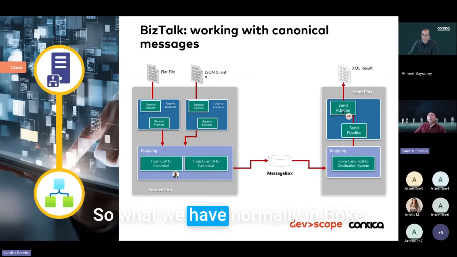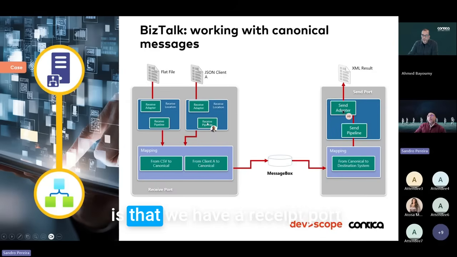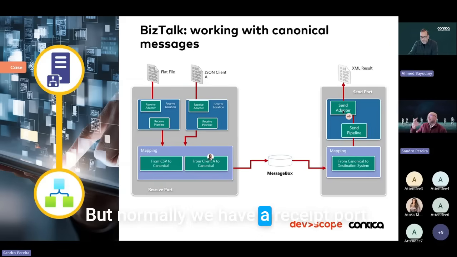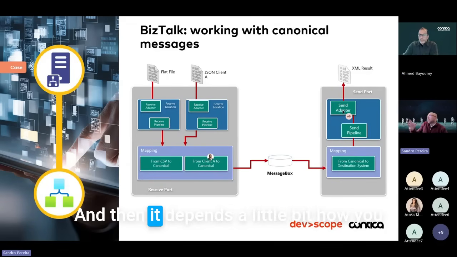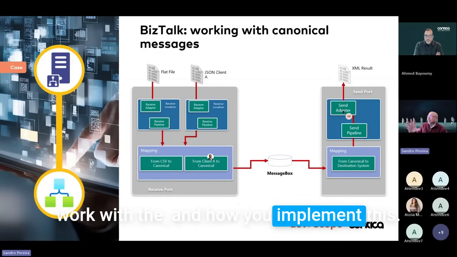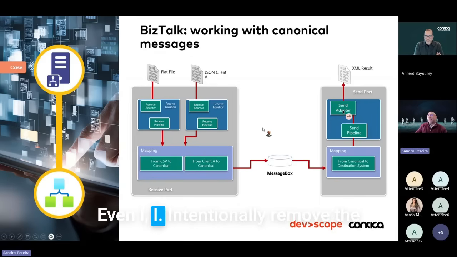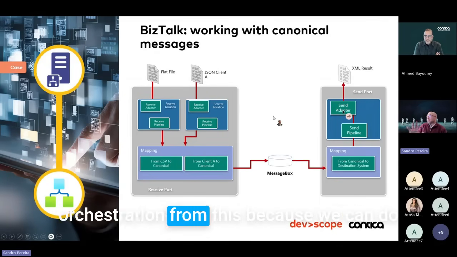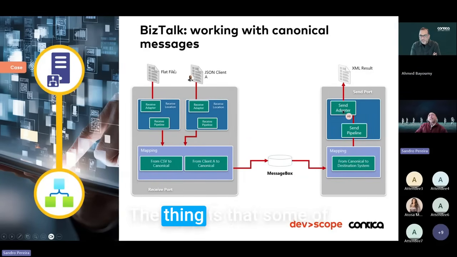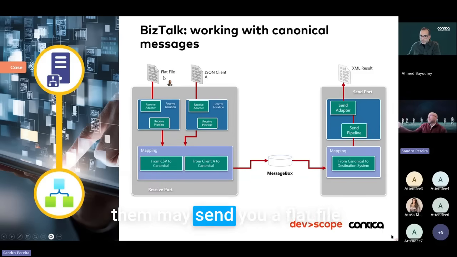So what we normally have in BizTalk is a receive port. When I say one receive port, it can be several receive ports, okay? But normally we have a receive port, and then it depends a little on how you work with the PubSub and how you implement this. I intentionally removed the orchestration from this because we can do a lot of this without any orchestration at all. Orchestration, yeah. The thing is that some of them may send you a flat file.